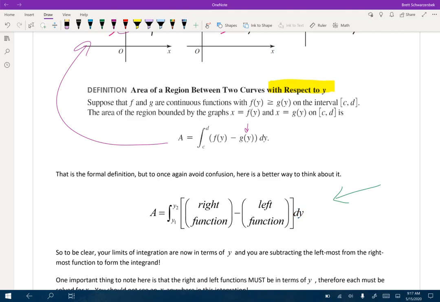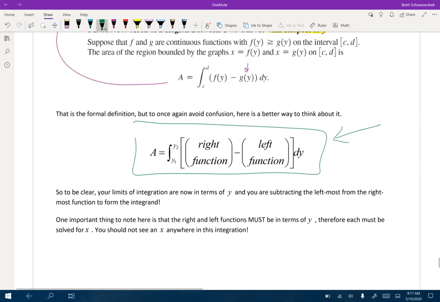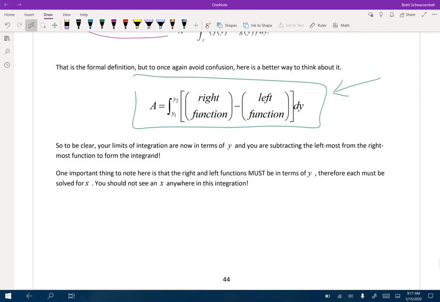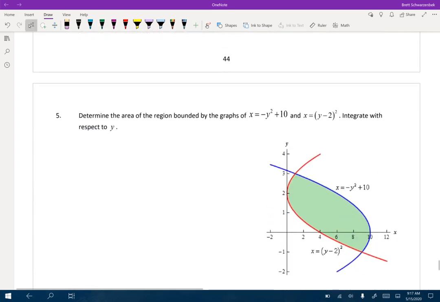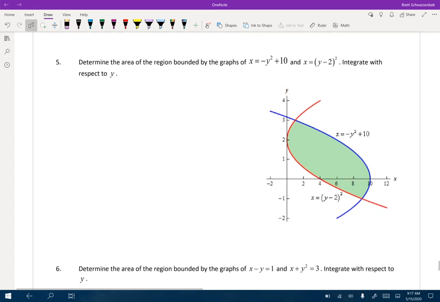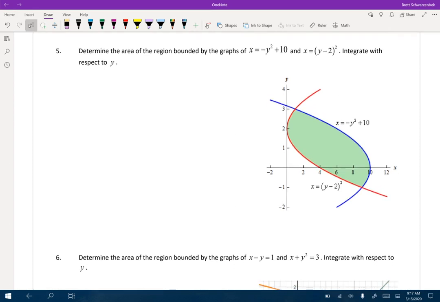If you have a bunch of x limits and then everything else is y, that's incorrect. So this is just a way for me to help you keep things organized, but that is a very important lead into this. So we're going to go through some problems here, two of them specifically, just to make sure that you understand the process of doing this. Remember, we still have to find those limits of integration.